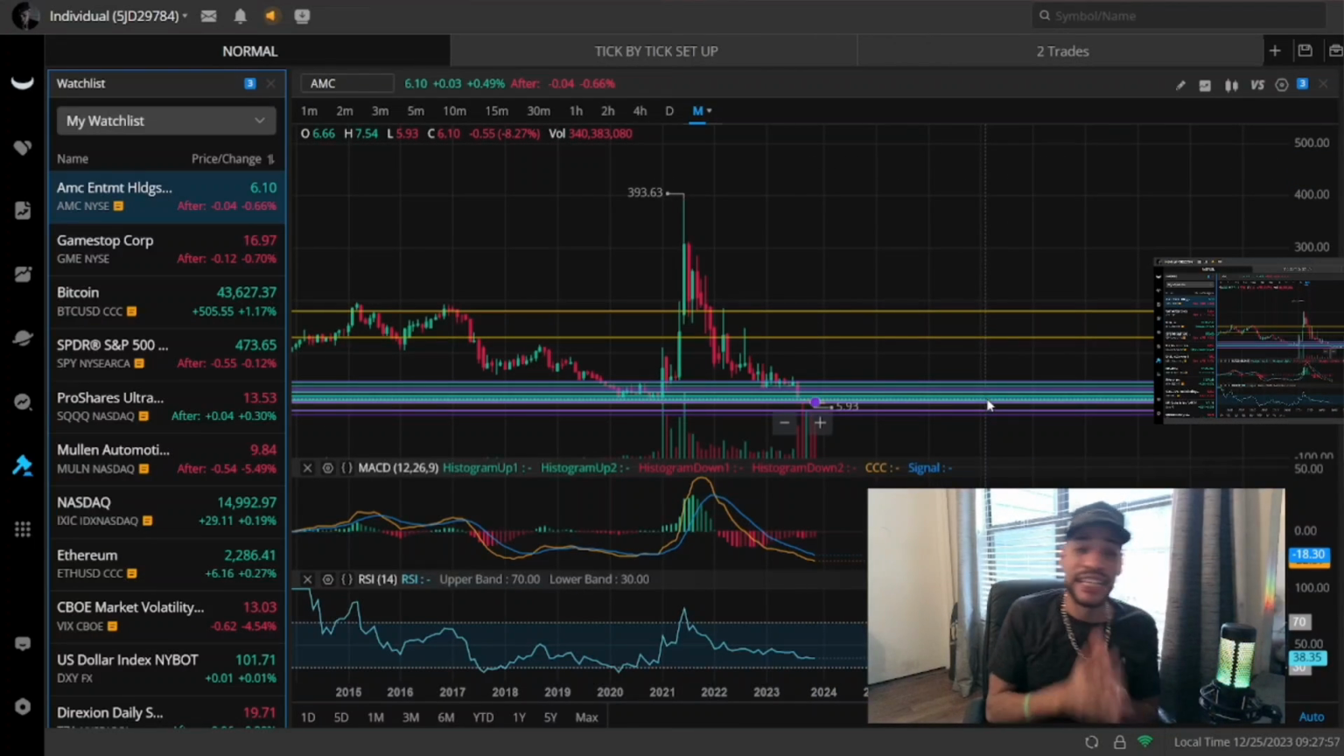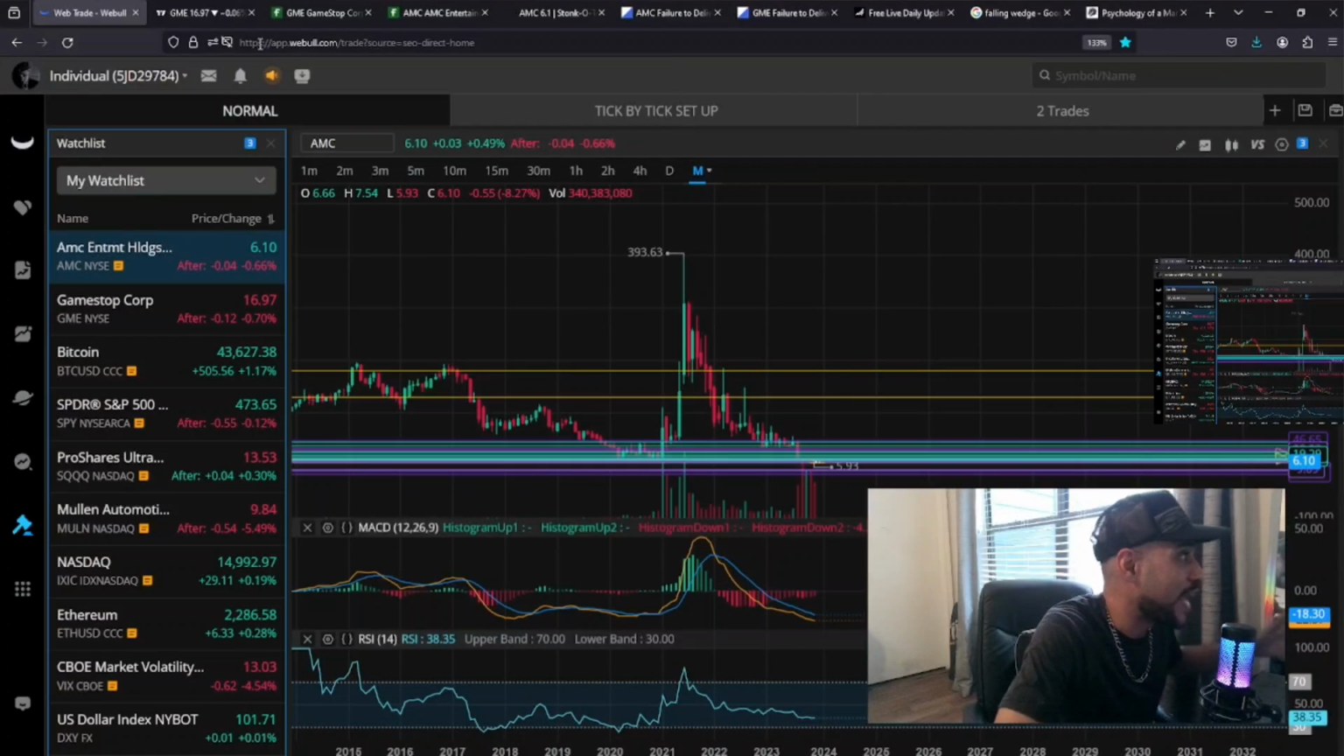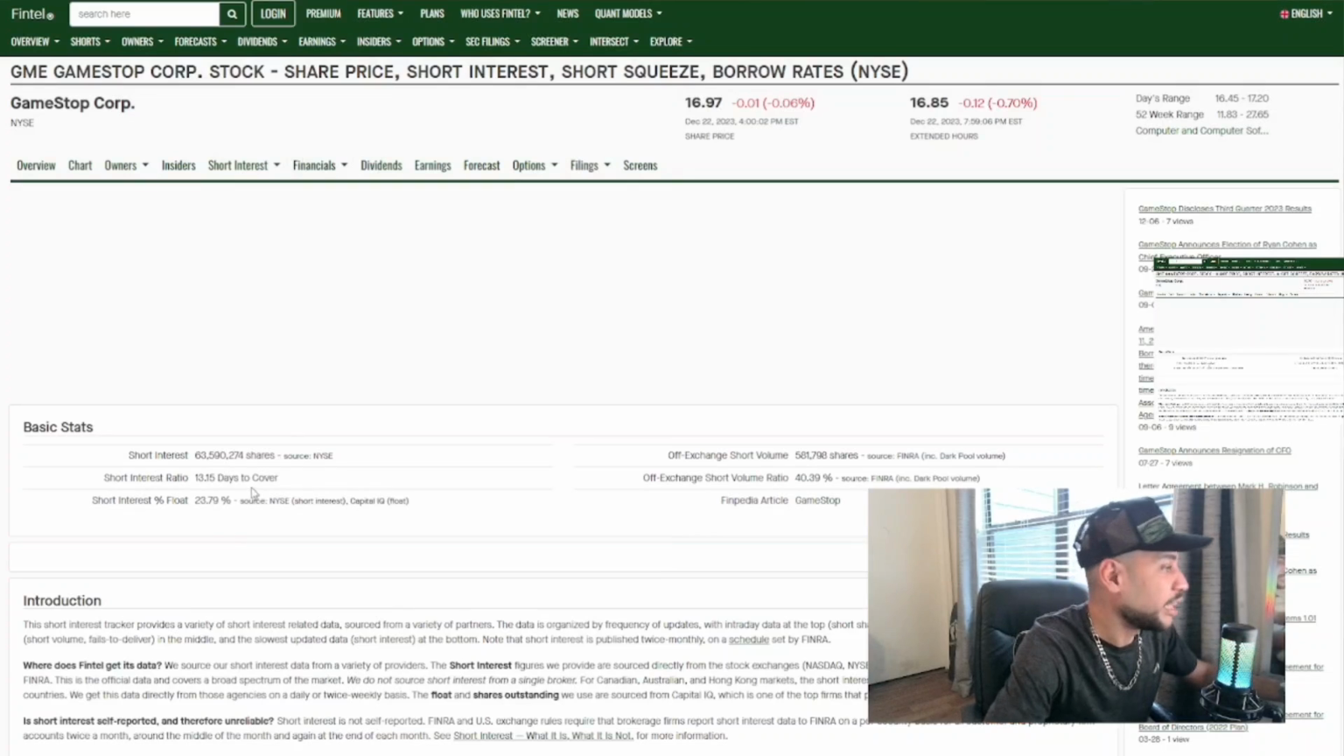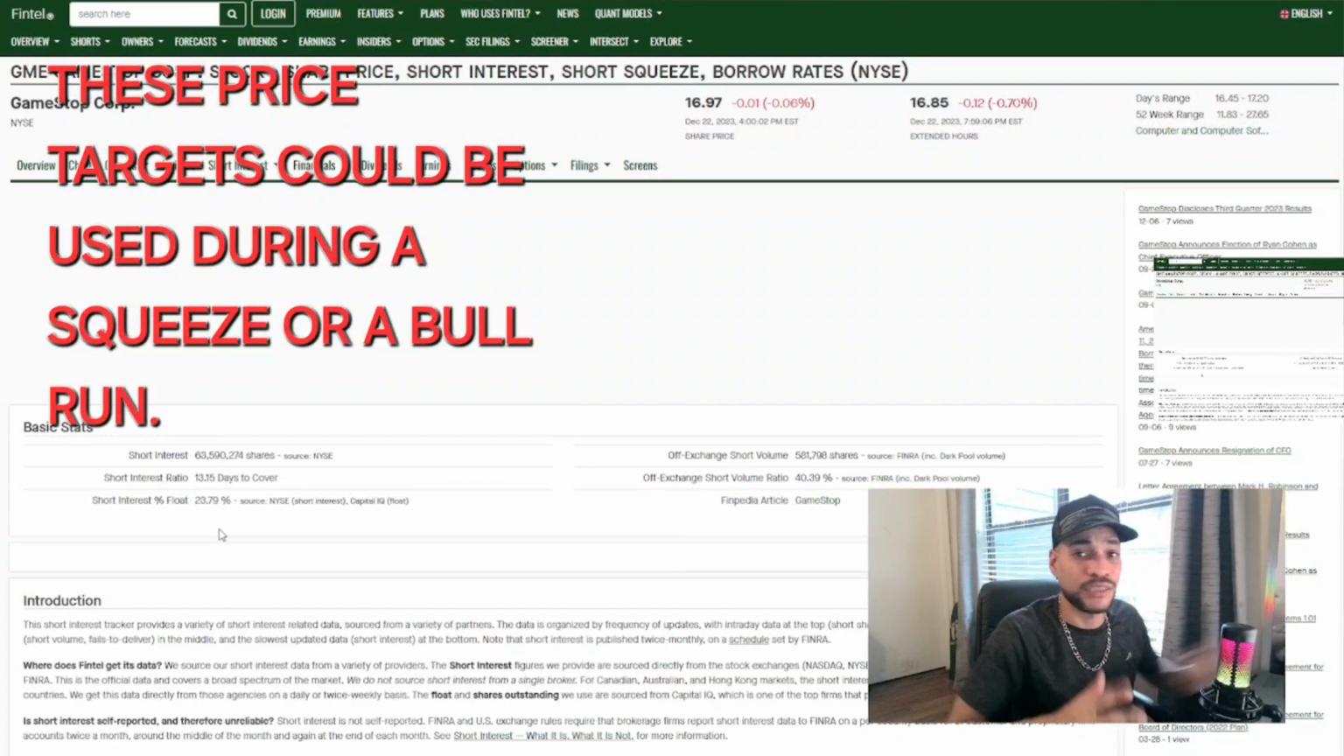So let's go ahead and give you guys price targets if we do see a short squeeze based off of short interest, the facts, and data. This is going to be realistic price targets. I want to first point out that GME has enough short interest for a short squeeze as well, and these are possibilities that we could see a short squeeze.